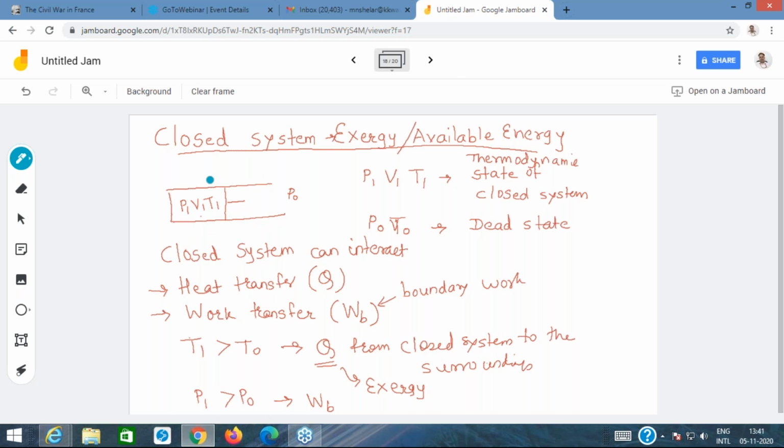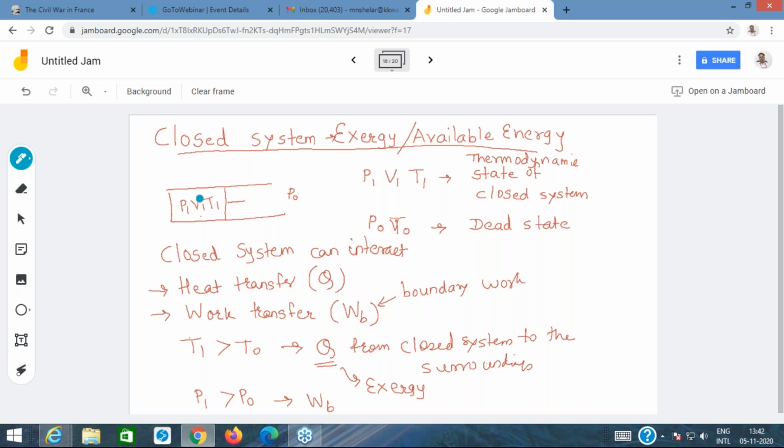Now, exergy of the closed system is what? It is the exergy of the internal energy of the closed system, right? Now, how can the internal energy of the closed system change? The internal energy of the closed system can change either by heat transfer or by work transfer. Are you getting the point?